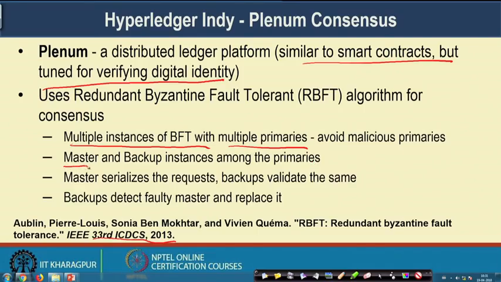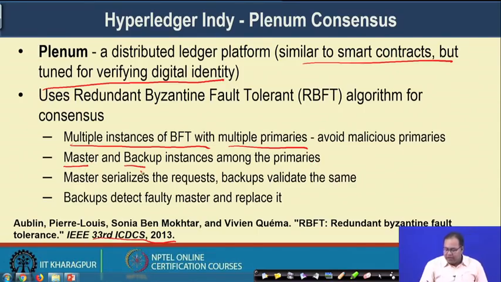Now, among these primary nodes which are running there, we are also classifying them into two groups. One is called the master and the others are the backups. So, here you have multiple primary nodes and every primary has its own backup, similar to the PBFT algorithm. But among these primaries we have one node which is termed the master. So, say this M is the master and all others are the backups.